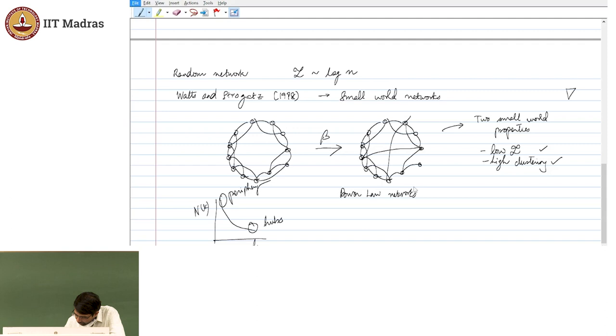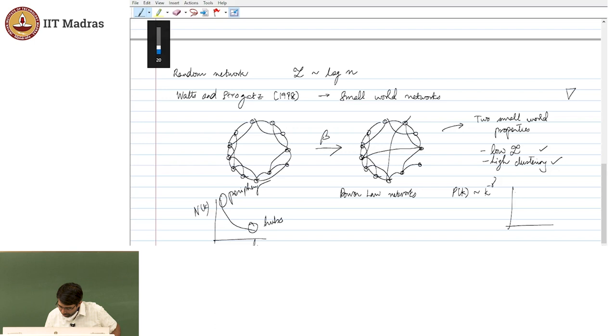And what is the power law? P(k) is proportional to some k to the minus gamma. And if you take the log, you will get a line like this, a straight line. And that means that there is a long tail.